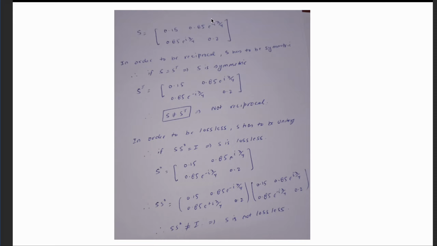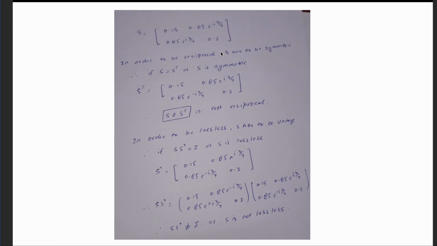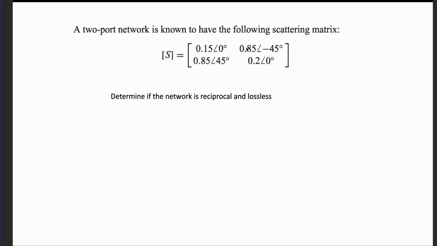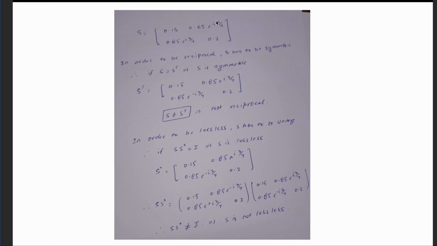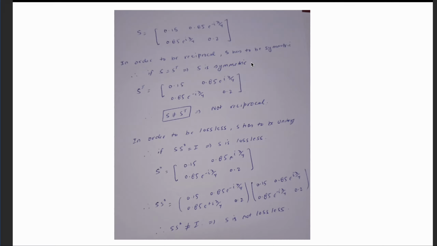Because S11 has 0 phase, it's a real quantity. You can write it as 0.15. Your S12 is 0.85 times e power minus iota theta, and theta here is pi by 4. I can write in radian, and similarly I can write S21 as 0.85 times e power iota pi by 4, because phase is positive here and negative there. Similarly S22 is just 0.2.